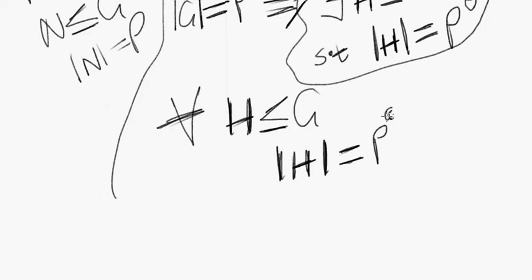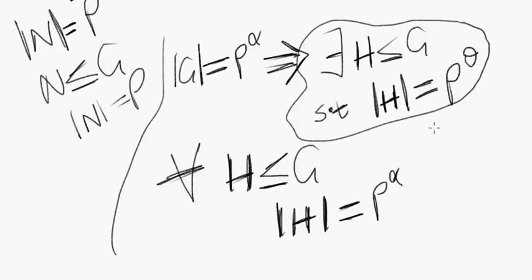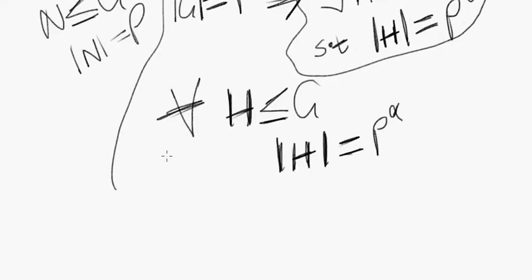If we are told that, would this be true? Would it be true that the order of H has to equal p to the alpha? Or is there another possibility? Isn't there some subgroup that we're guaranteed to be true? What about the identity subgroup?